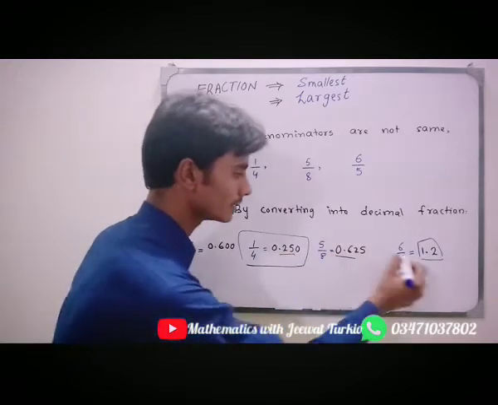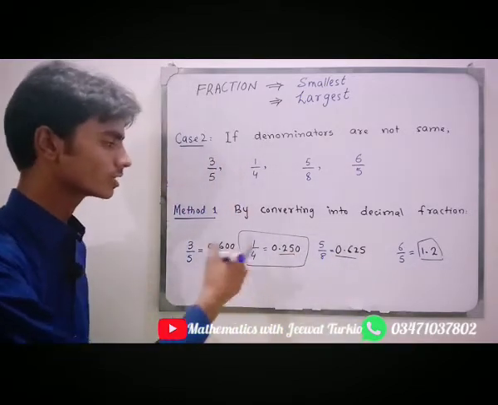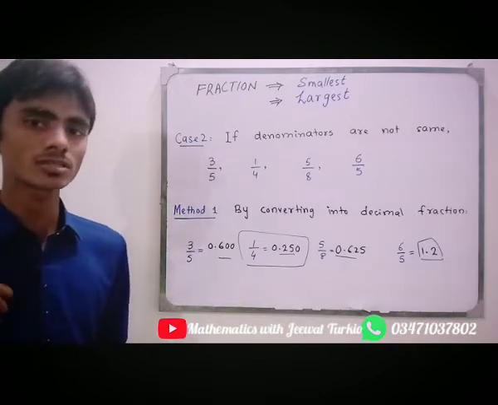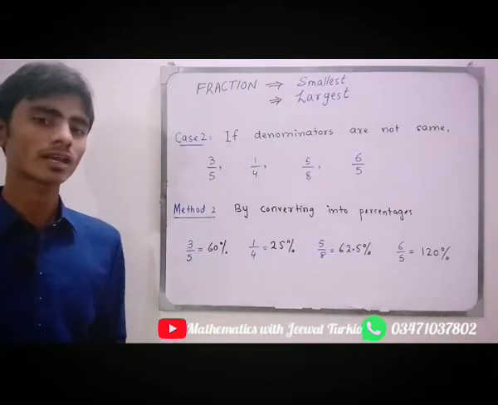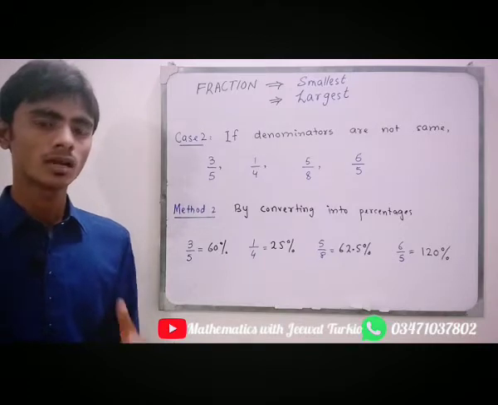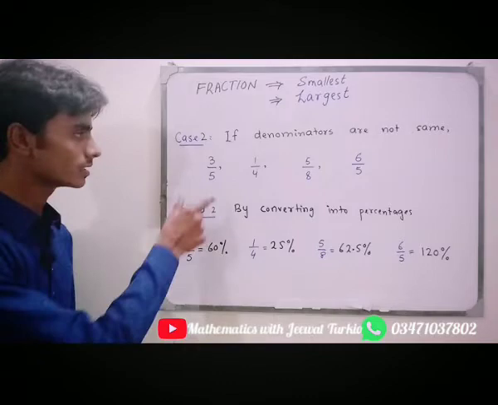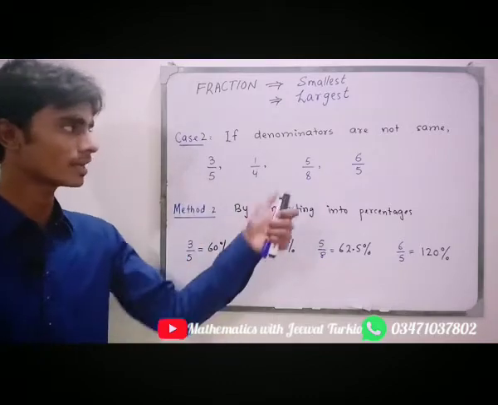So by converting into decimal fractions we can simply identify which is the smallest fraction and which is the largest fraction. The second method of finding the smallest and greatest fraction in the given list is by converting into percentages. We have the list 3 by 5, 1 by 4, 5 by 8 and 6 by 5.